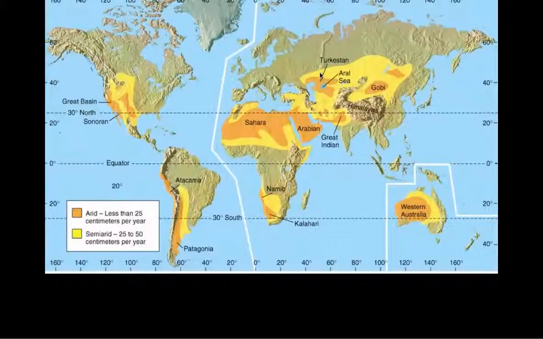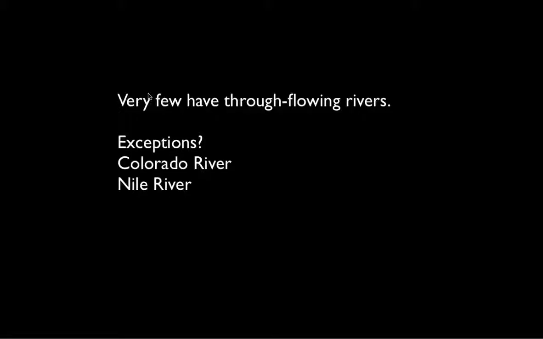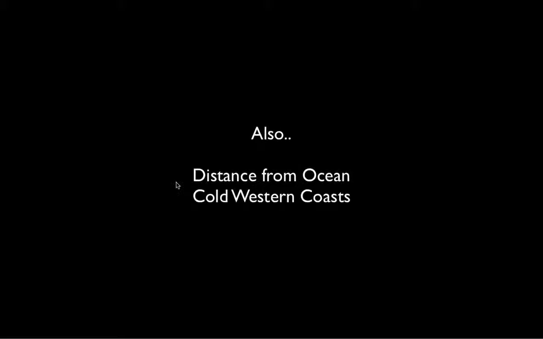You've got the Ural River, I think, dropping down into the Caspian. In Western Australia, no major rivers. No major rivers here. No major rivers down here. You do have one over here, though. And the only river that flows through here, really, is the Colorado, and the Columbia hits a little bit of this. But in general, they don't have major flowing rivers that get all the way to the coast. Two exceptions, Colorado and Nile.